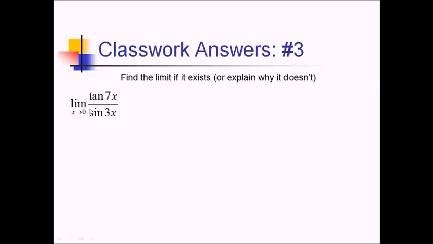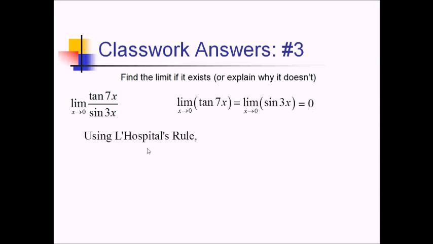On this problem, I want the limit as x approaches 0 of tan of 7x over sine of 3x. Now, if I plug in 0 in both of these cases, I very quickly see that I end up with 0 and 0. Since they both equal 0 independently, that means that I can use L'Hopital's rule. So I have to take the derivative of the numerator and denominator. Numerator, that's going to be secant squared of 7x times a tail of 7. Denominator, I'm going to have 3 cosine of 3x.